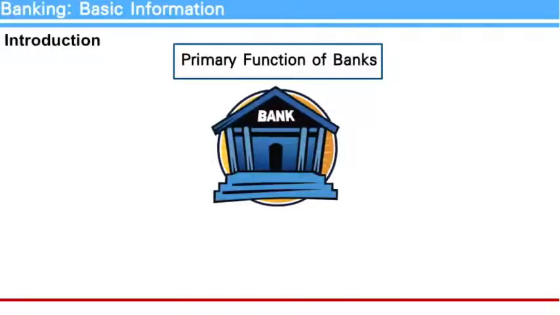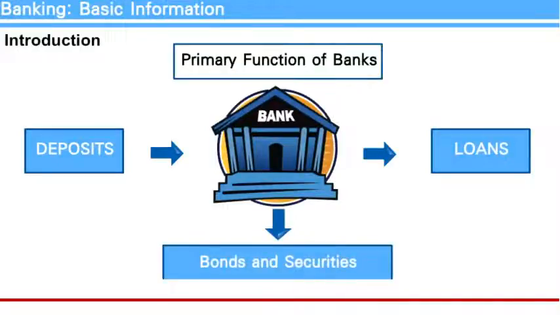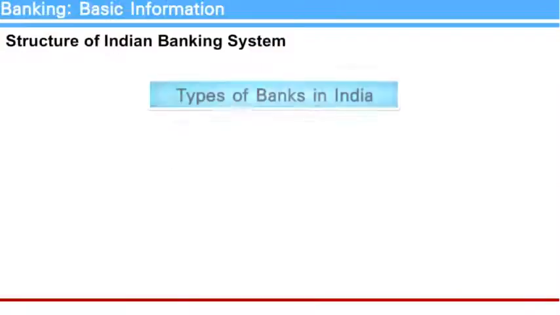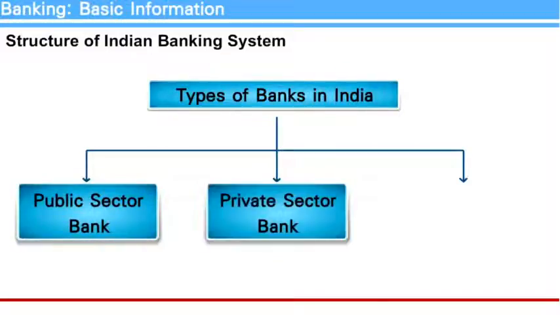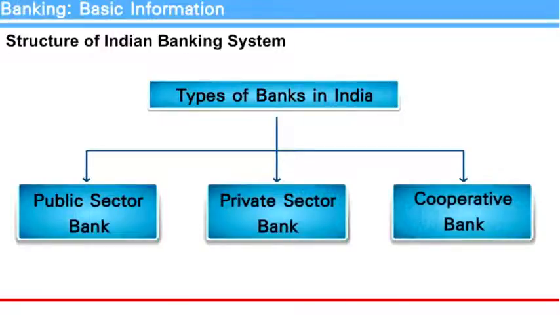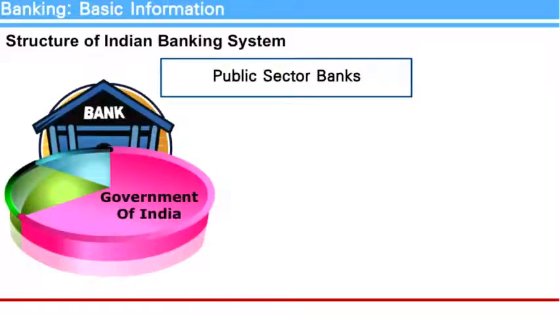The banks accept money in the form of deposits and lend it to the borrowers. A part of the deposits collected by the banks are also invested in bonds and securities. So, taking deposits, lending and investment are the basic functions of the banks. Based on the ownership, the banks operating in India are categorized as public sector banks, private sector banks and cooperative banks. A public sector bank is one in which the Government of India holds the majority of stakes, that is 51% or more. It is like the government owning the bank.